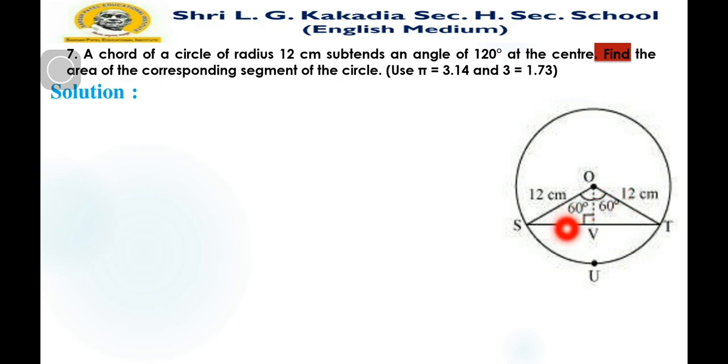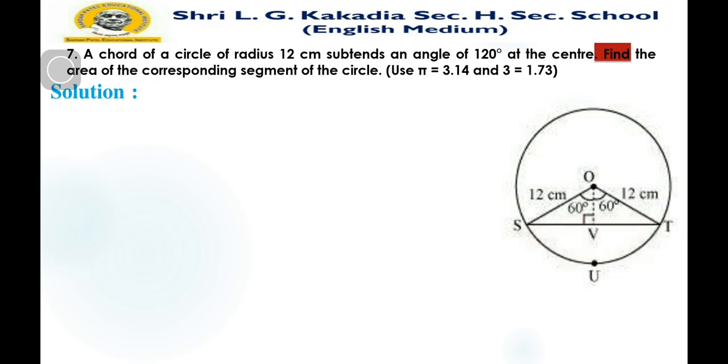Find the area of the corresponding segment. This means we are going to find the area STU. STU area means this segment area we are going to find. For that, we first find the area of this sector OSUT. After that, we subtract the area of this isosceles triangle from the area of the sector, and then we get the remaining part as the segment.